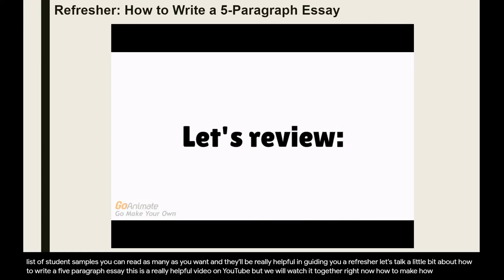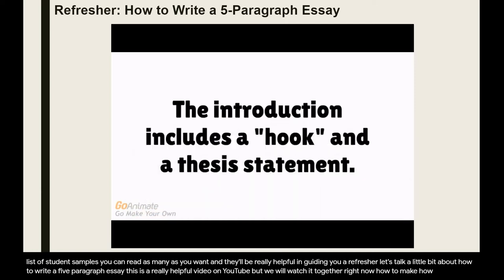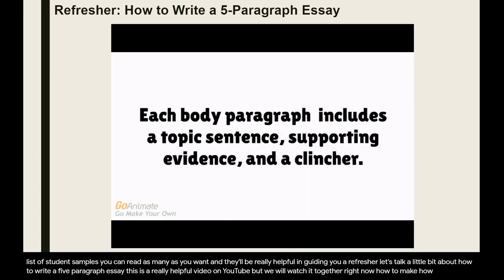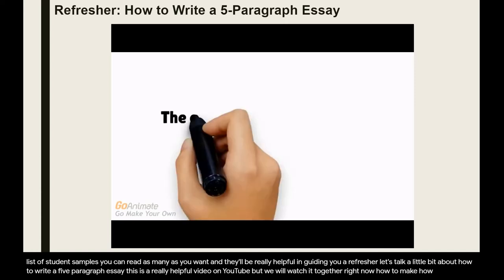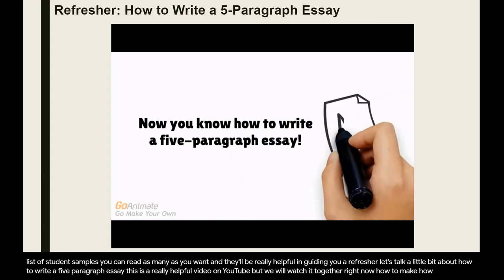Let's review. A 5-paragraph essay has an introduction, 3 body paragraphs, and a conclusion. The introduction includes a hook and a thesis statement. Each body paragraph includes a topic sentence, supporting evidence, and a clincher. The conclusion reaffirms your position and further explains why it is important to your readers. Now you know how to write a 5-paragraph essay.